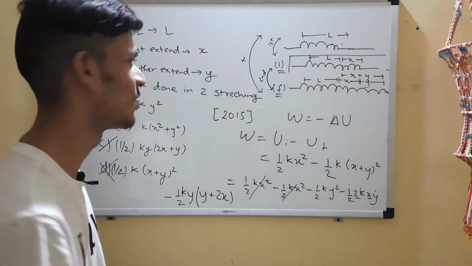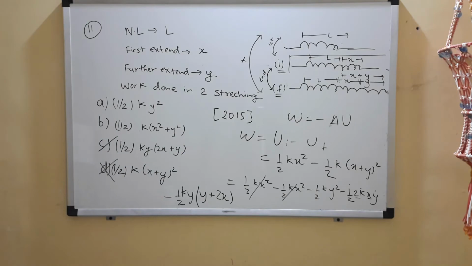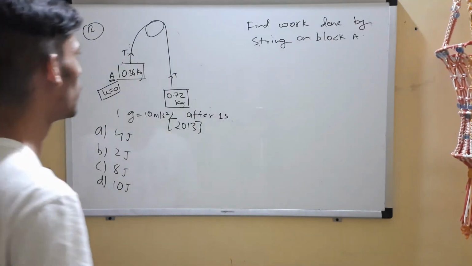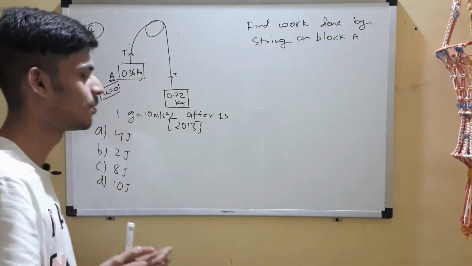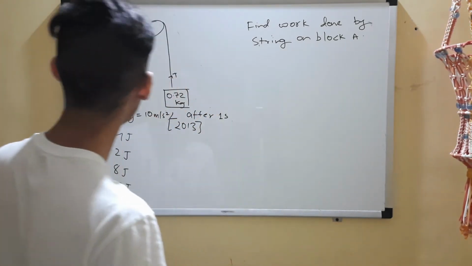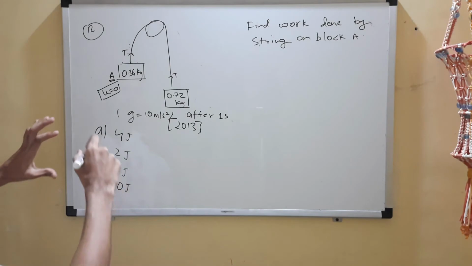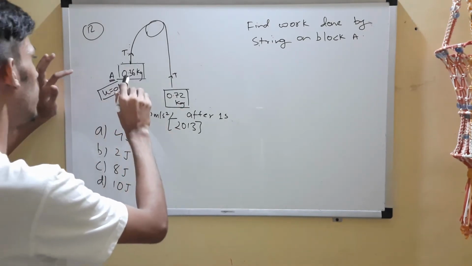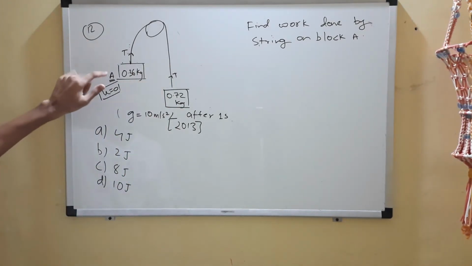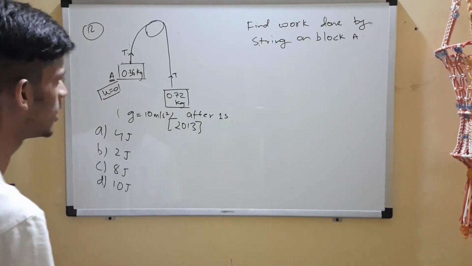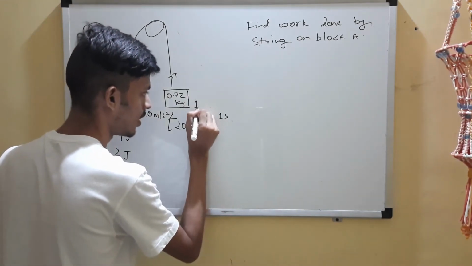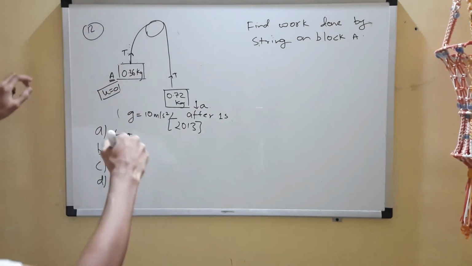So over to the next question now. Question 12 from 2013. Now you can see the composition among topics: pulley system from laws of motion, and we are discussing it in work power energy. Here you have a pulley system, one block has mass 0.36 kg, the other has a mass of 0.72 kg. Of course, the heavier one will have some acceleration in the downward direction.